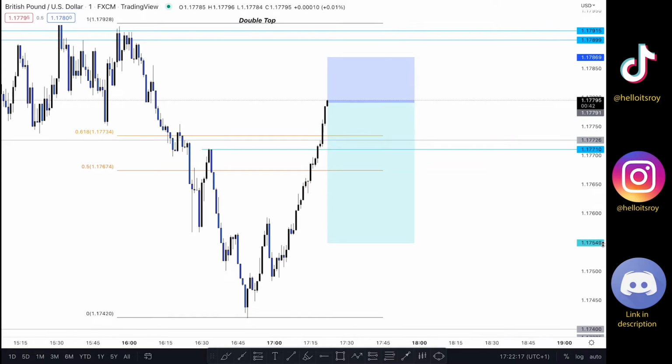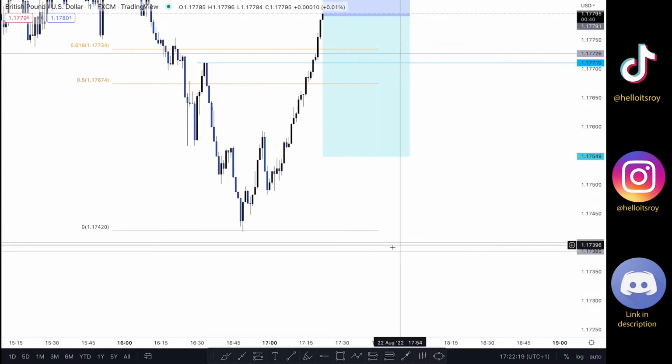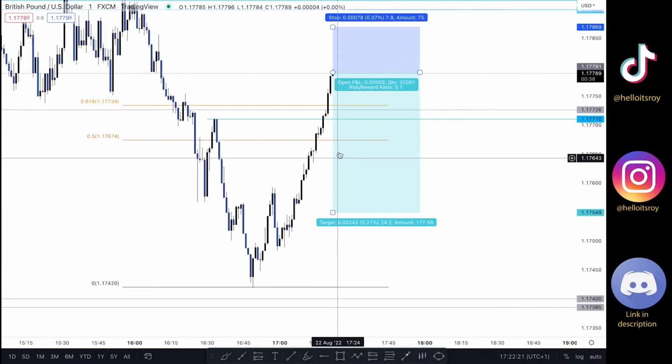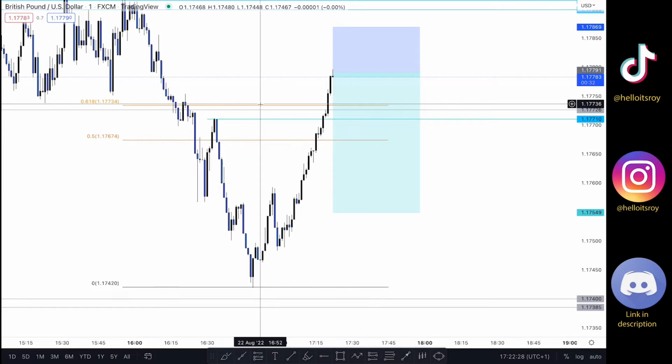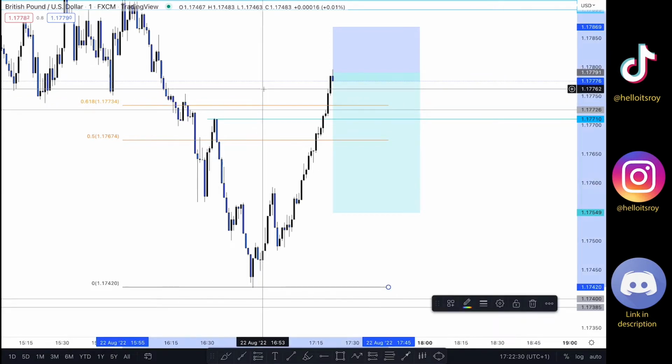So as you can see, I don't need to target these lines right here that were my analysis in the beginning. All I need to target is a 1 to 3 risk to reward ratio. I don't need so much, guys. Don't be greedy for no reason. So this is going to be my entry here. Let's see how this goes, guys.